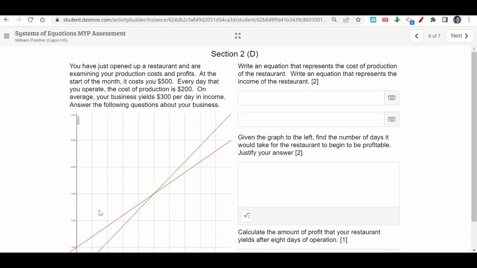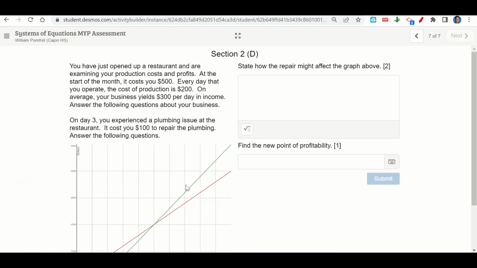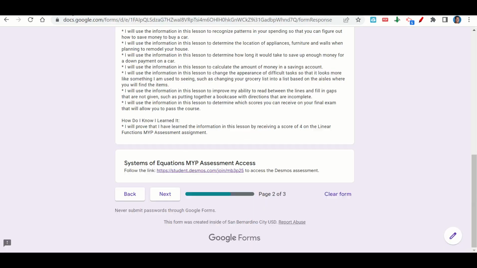Now this one has a graph here that represents the amount of money that you're bringing in through your restaurant and the amount of money that you're putting out as a cost of production for your restaurant. And then you'll answer the questions here. Then we'll click Next. This one talks about a plumbing issue that cost money to repair. So you'll go ahead and answer these questions about that. And then once you're done, you'll go back to your Google form and click Next. This will take you to your before you go. Go ahead and fill out your before you go and then submit your work on Google Classroom.